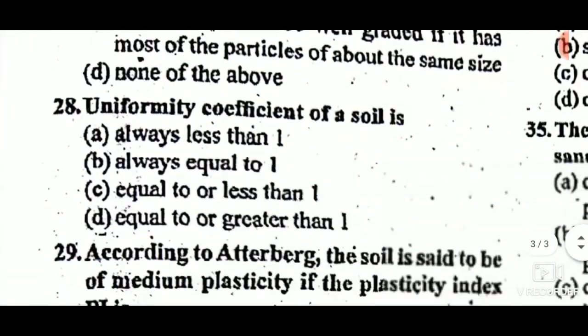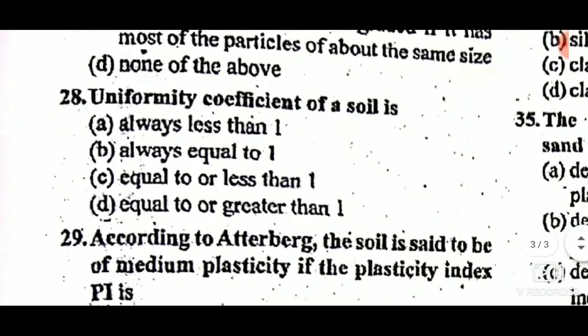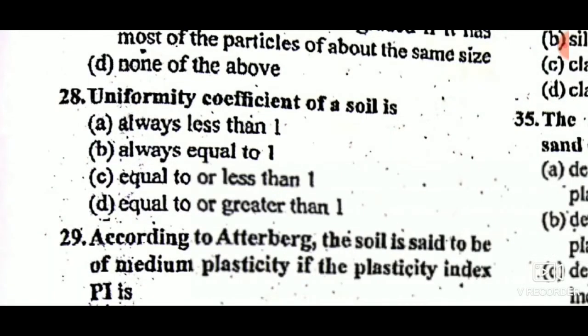Next question. Uniformity coefficient of a soil is option A, always less than 1, option B, always equal to 1, option C, equal to or less than 1, option D, equal to or greater than 1. Here option D is correct. Uniformity coefficient of a soil is equal to or greater than 1.